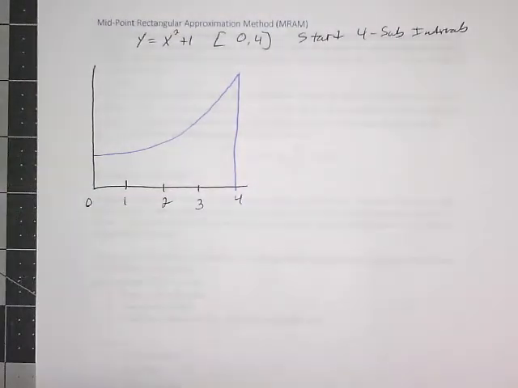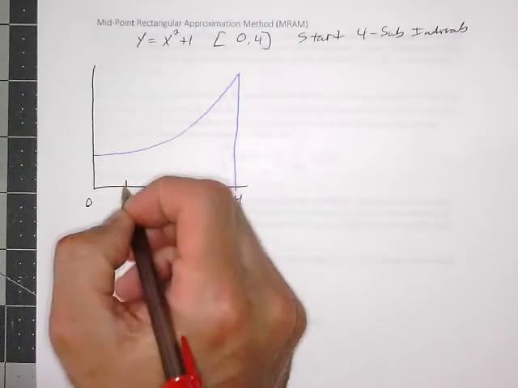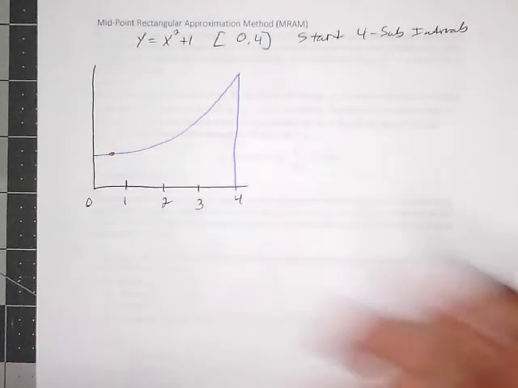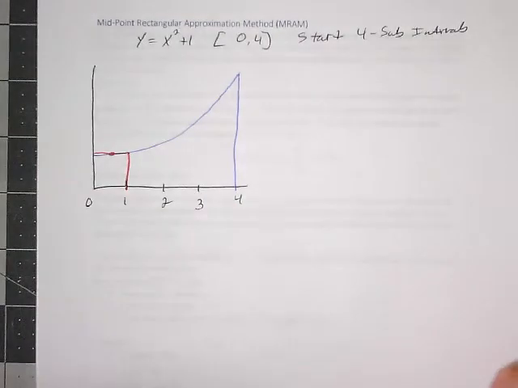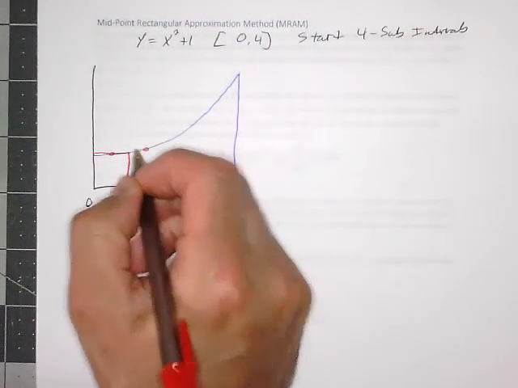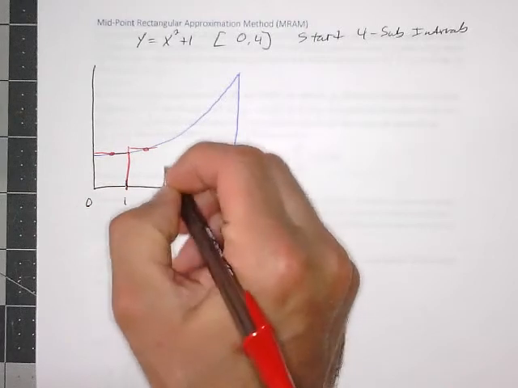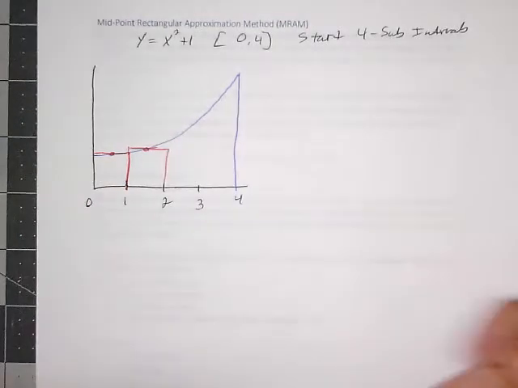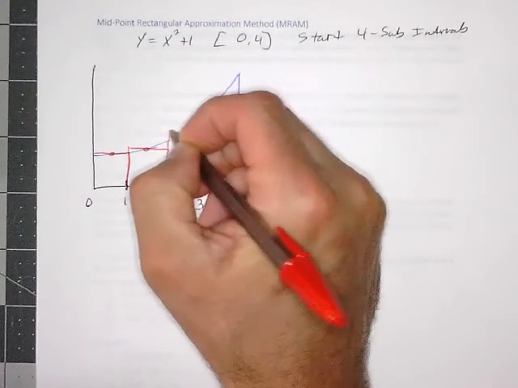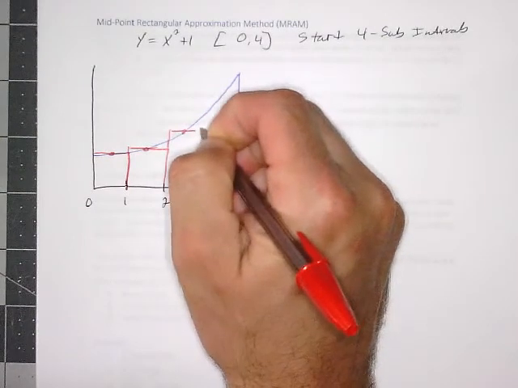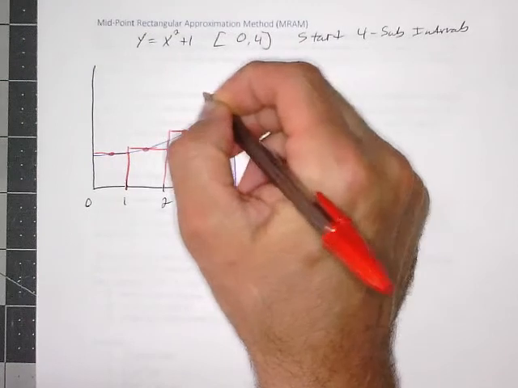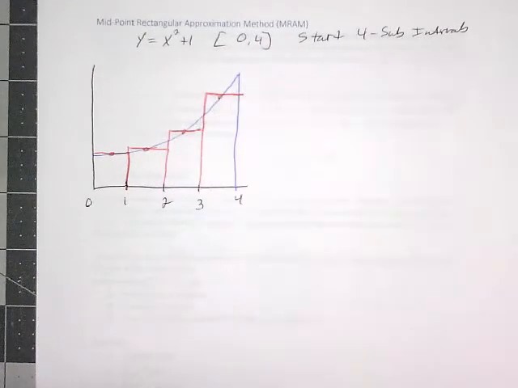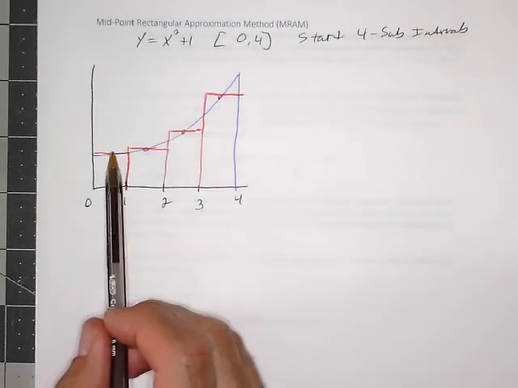So what happens now with these guys is that we're still dealing with our rectangles. It's just that now we're going to use the midpoint of 0 and 1 for our height. Now we're going to go here, up and over like that. Over here for 3, we're going to go up, over, and up again. And then 4, it's going to be really pronounced, like that.